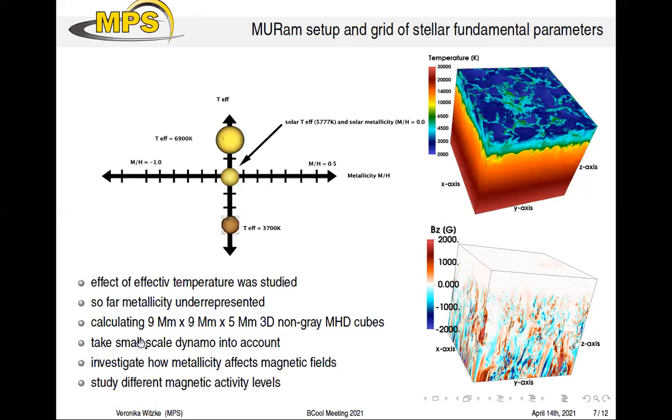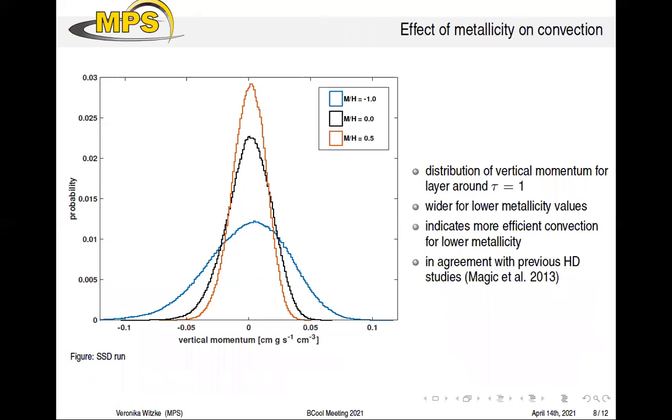I have simulations with the small-scale dynamo taken into account, and also some runs with 300 Gauss mean magnetic flux to study different magnetic activity levels. But we will also have 100, 200 and 500. There's one point I wanted to mention here. Okay, let's start with the results.